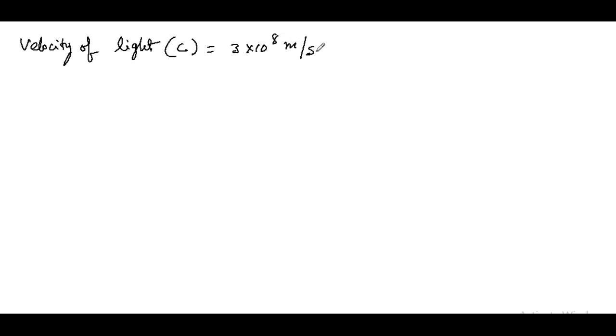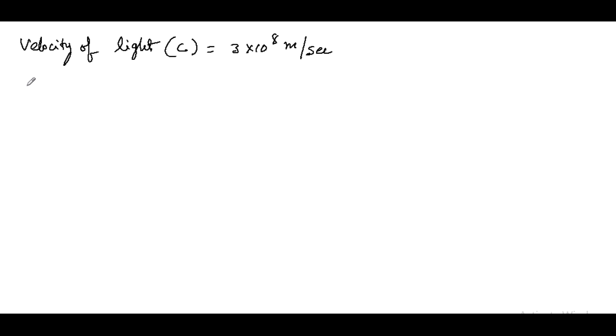Hi, welcome back. Now we have to discuss some other constant values. One of the most widely used constant parameters is the velocity of light, which is denoted by c. This is equal to 3 into 10 to the power of 8 meters per second. This is also one of the standard values.